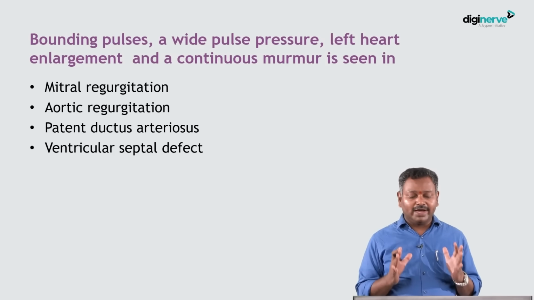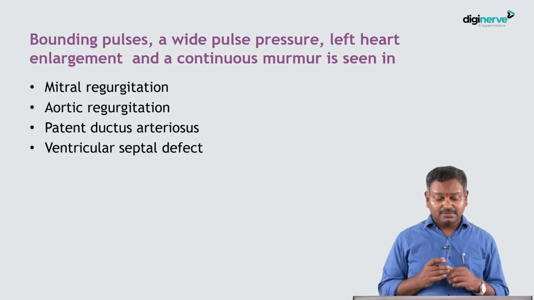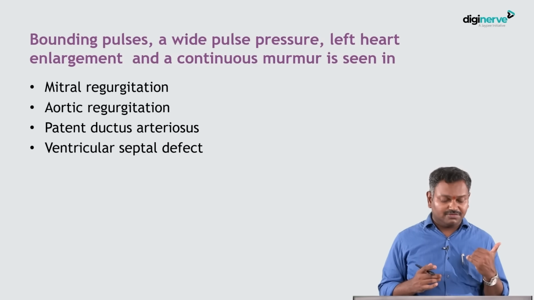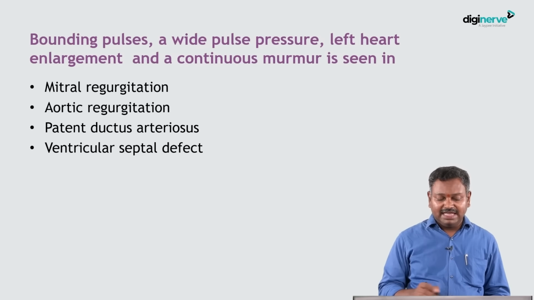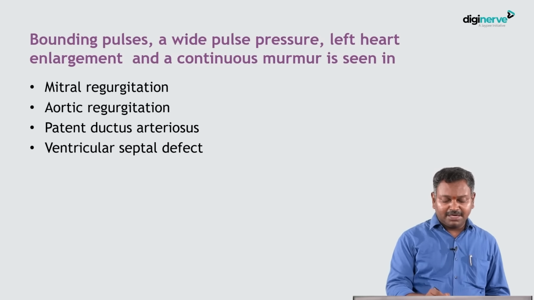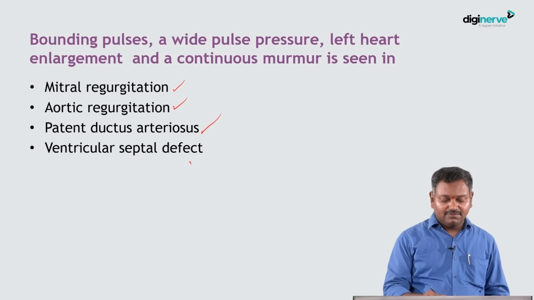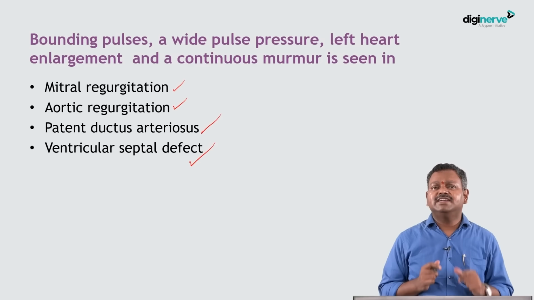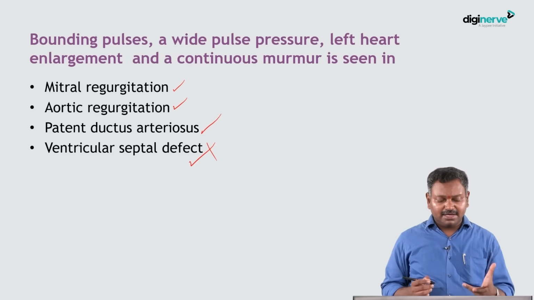Bounding pulses, wide pulse pressure, left heart enlargement and continuous murmur. Now, wide pulse pressure, we have got the causes: MR, AR, PDA, VSD. All of them will cause bounding pulse and wide pulse pressure. Left heart enlargement, will MR produce? Yes. Will AR produce? Yes. Will PDA produce? Yes. Will VSD produce? VSD produces biventricular enlargement, so VSD is less likely. Now, what is the option, MR, AR or PDA?